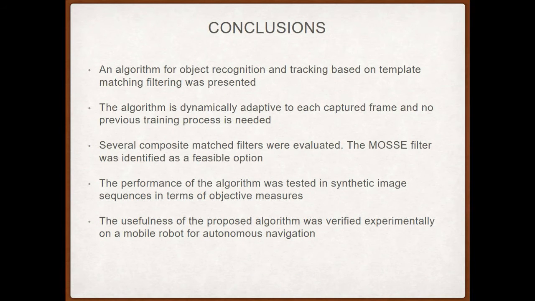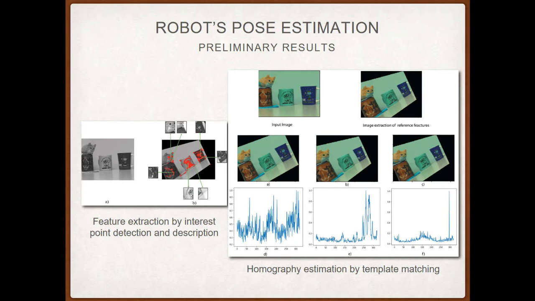In this picture, we can observe the input image. And in the second image, we can observe red dots that are the feature of reference. With this feature of reference, make the correlation filter.